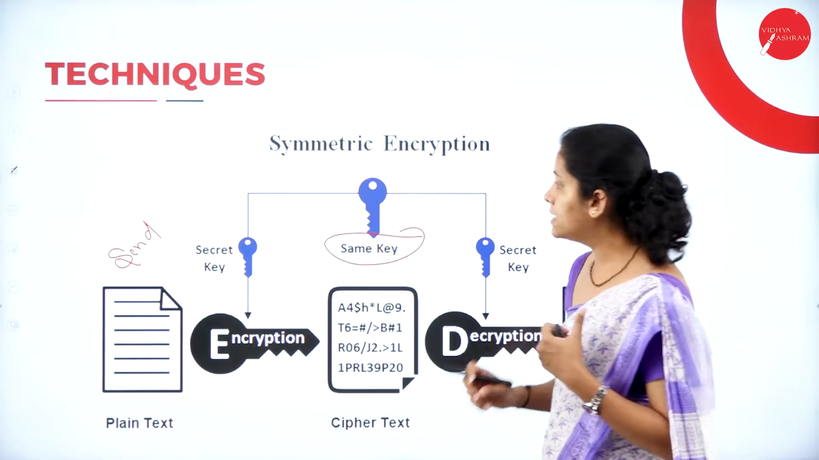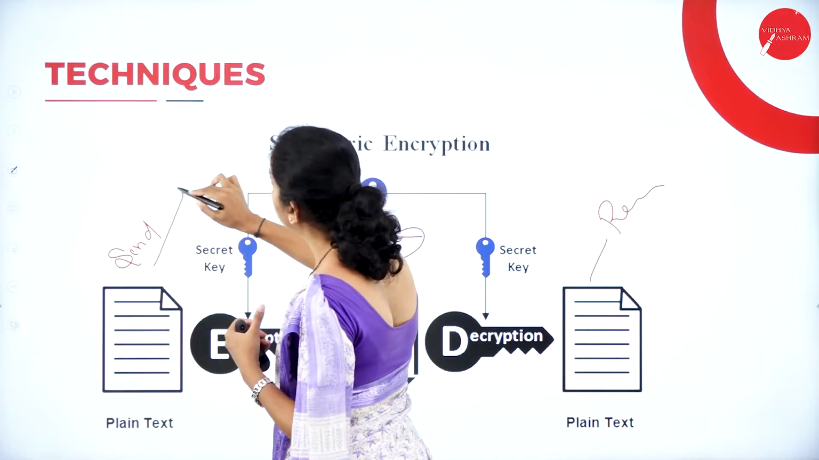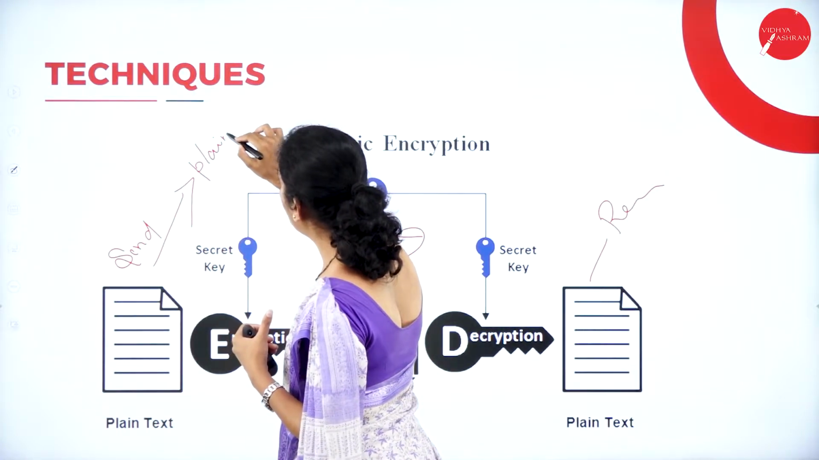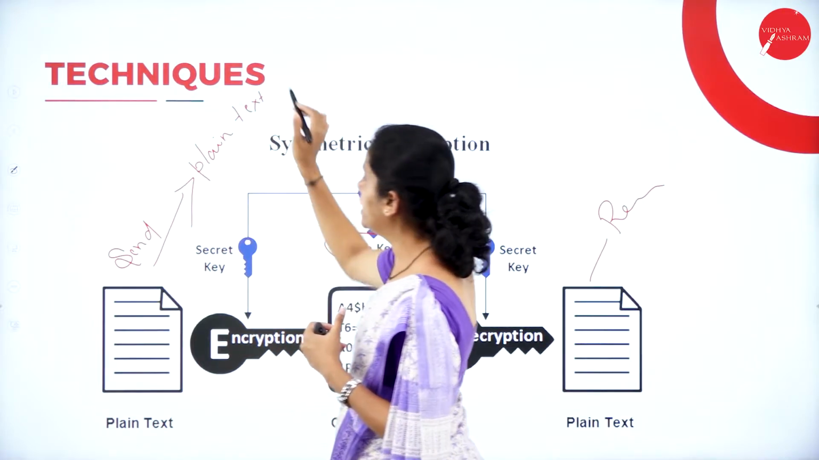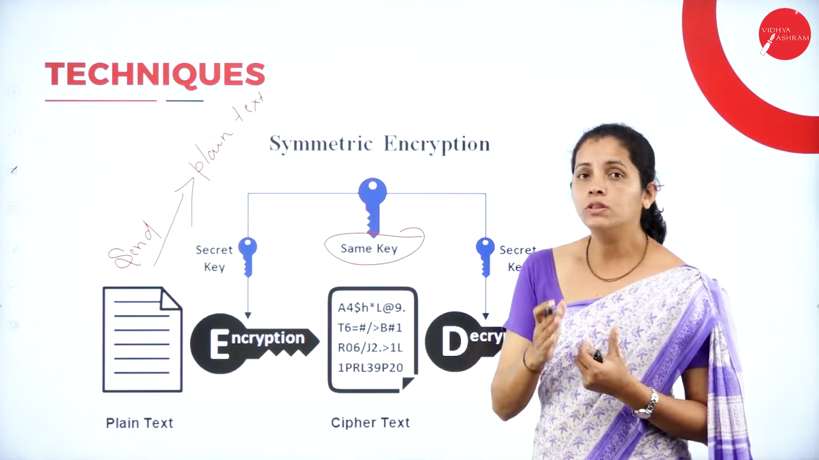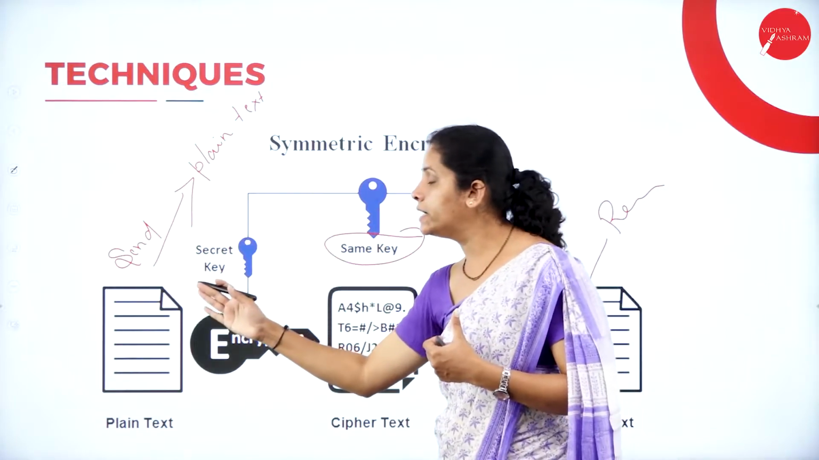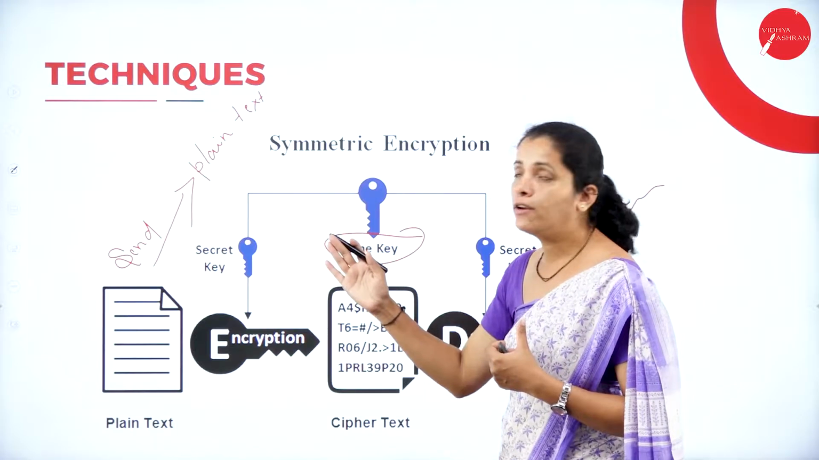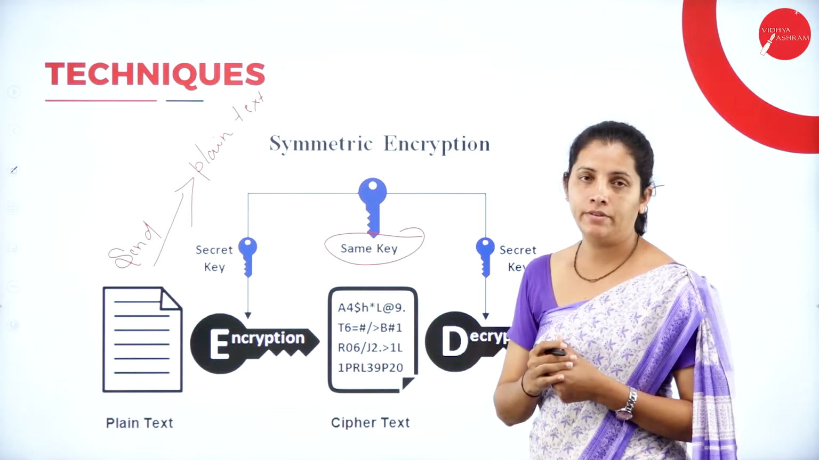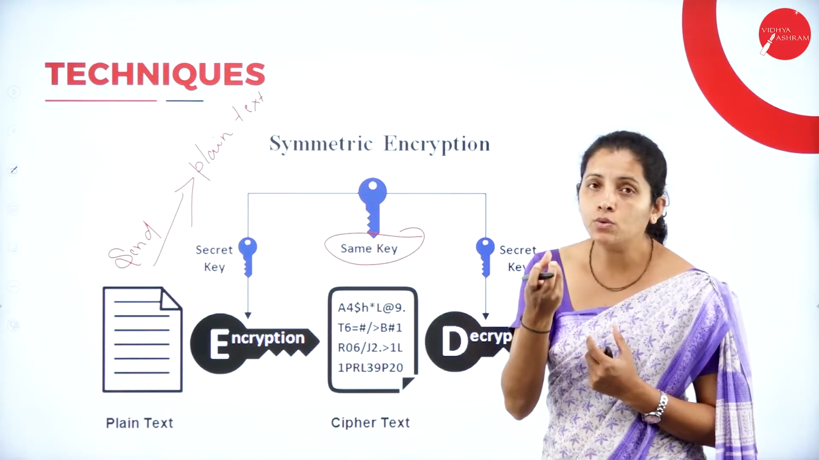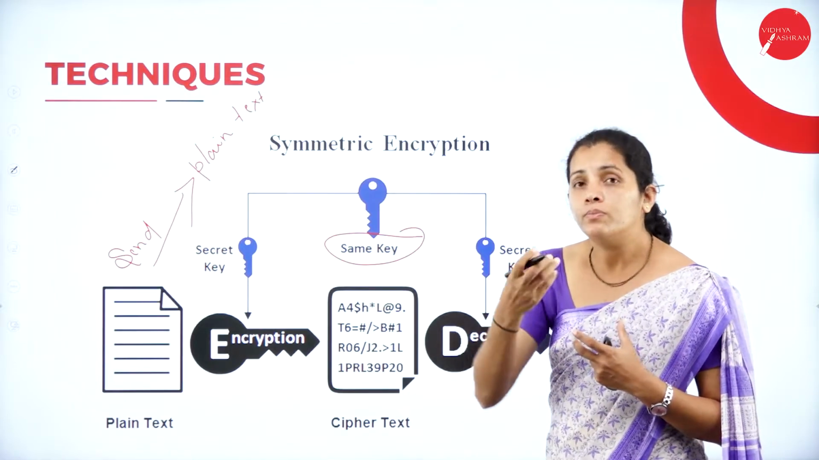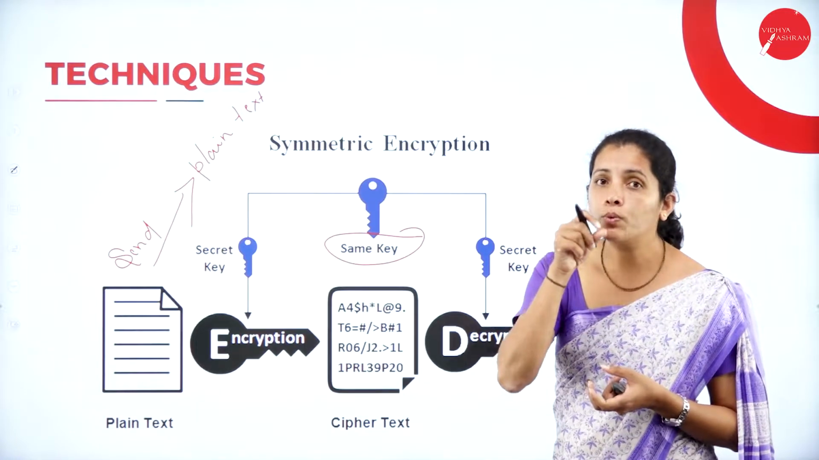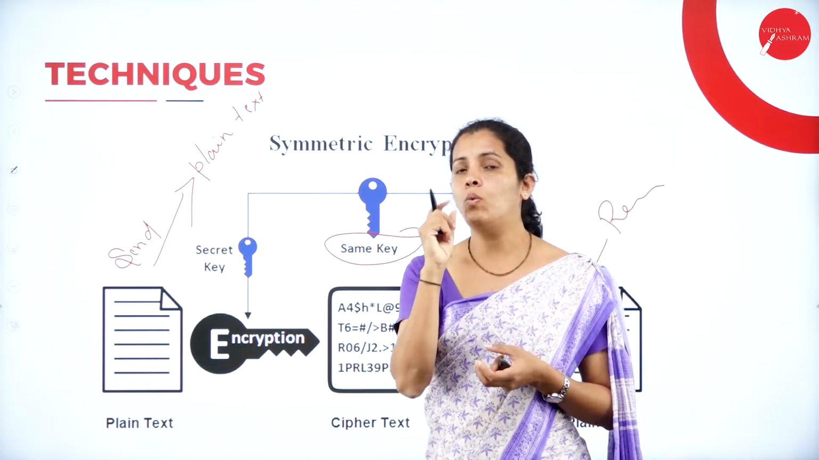For example, consider that the sender has data in the form of plain text. Now the sender wants to send the data to the receiver, but they cannot trust the network. So what will they do? They are going to provide some security for the data. To provide the security for the data, what will they do?